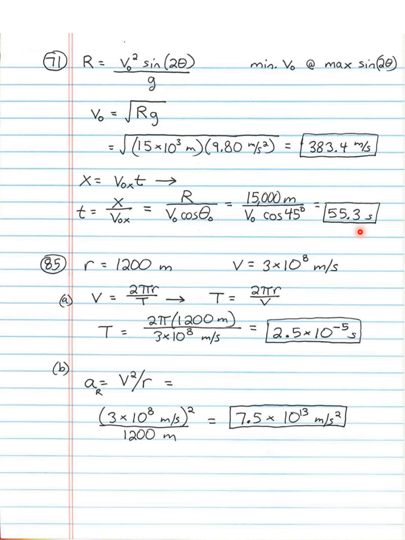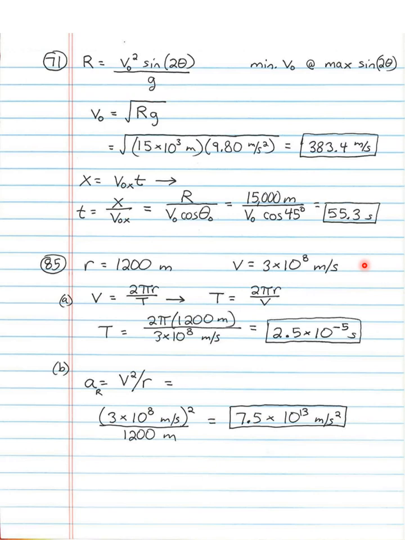Number 85 says charged particles, so we're looking at electrically charged particles, round a 1.2 kilometer radius circular particle accelerator at nearly the speed of light. Find the period and the centripetal acceleration of the charged particles. All right, so we're talking about circular motion. We have a radius of 1,200 meters, nearly the speed of light. We'll just use the speed of light. It's just a little short of this. So v equals 3 times 10 to the 8th meters per second.